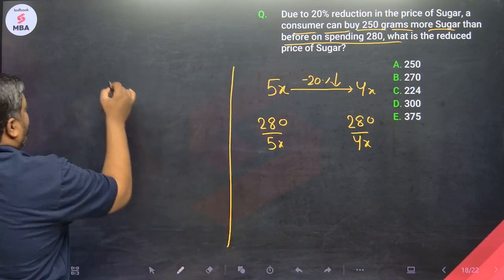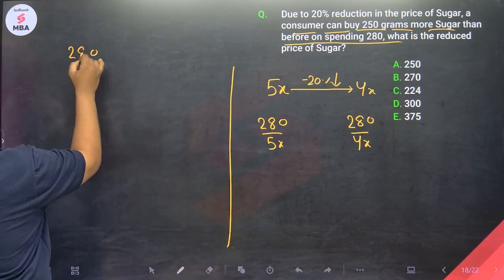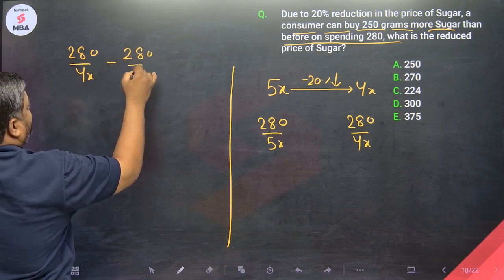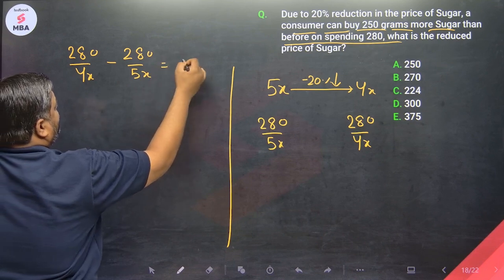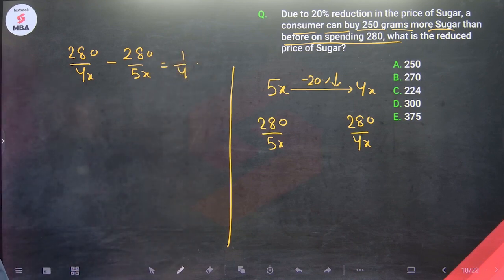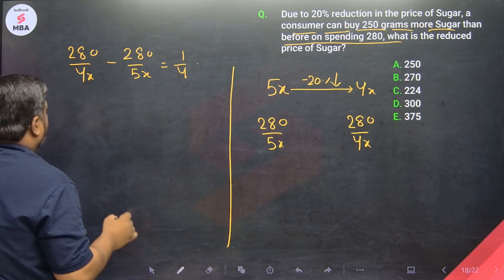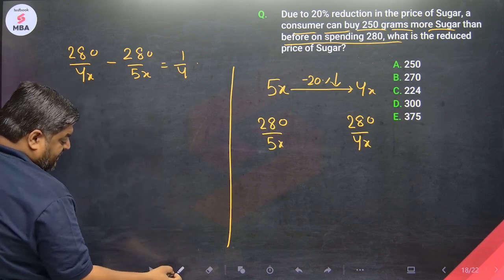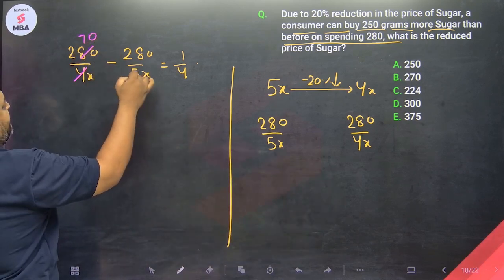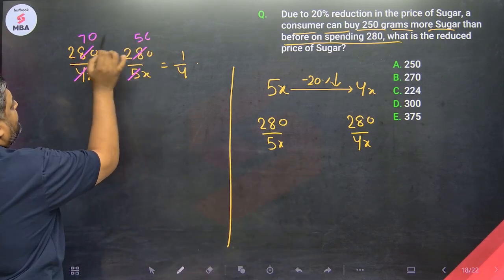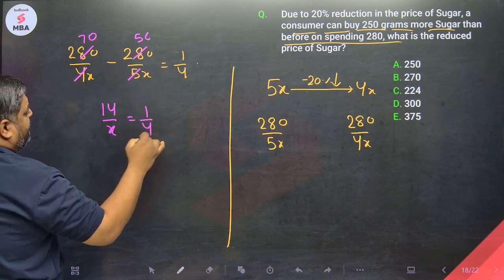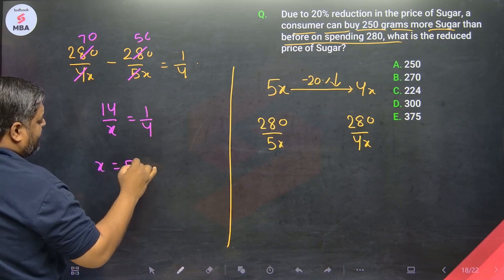I can proudly write that 280 by 4x minus 280 by 5x is equal to 250 grams, which is 1 by 4 of a kg. Okay. Let's solve this out. 4 से ये गया 70 टाइम्स में, 5 से ये गया 56 टाइम्स में. So this is 14 upon x is equal to 1 by 4. X is equal to 56.